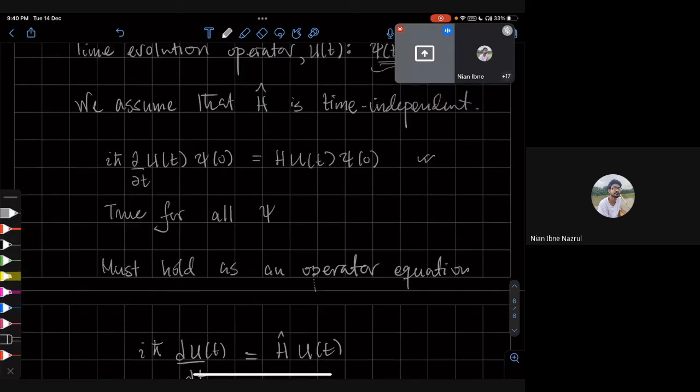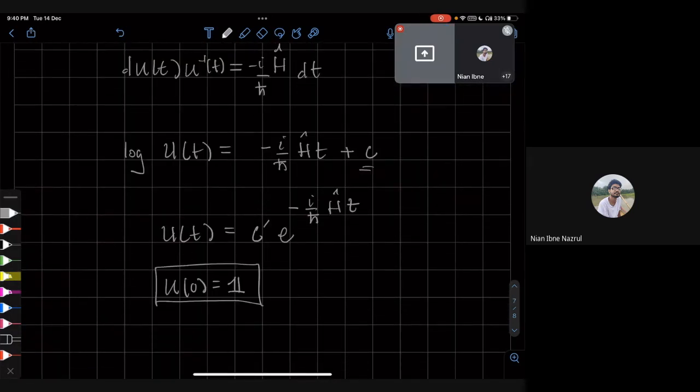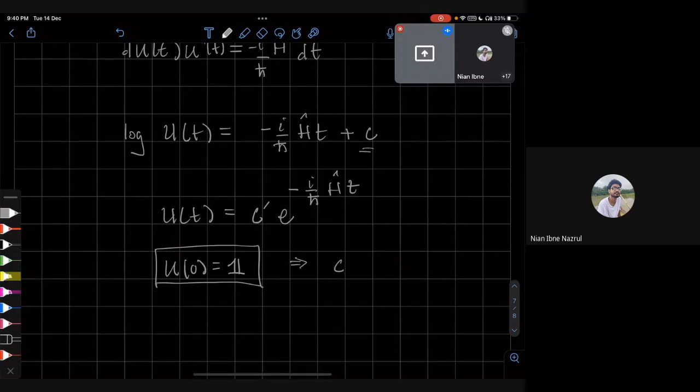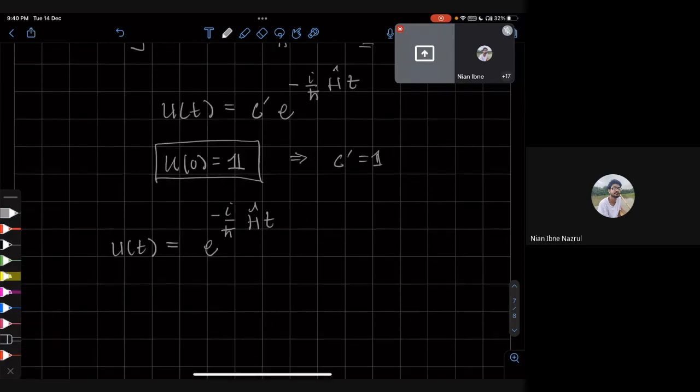So if I go back to my boundary condition, it is telling me that at time t0, psi must be equal to psi naught. That means U at time 0 must be the identity operator. So at time t0, this thing must be the identity operator. So this implies that C prime is just 1, or the identity operator, it doesn't matter. So U of t, the time evolution operator, is given by e to the power minus i by h bar H hat t. So what does this mean? It's an exponential of an operator.